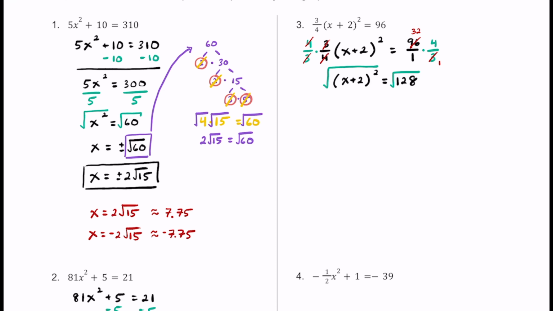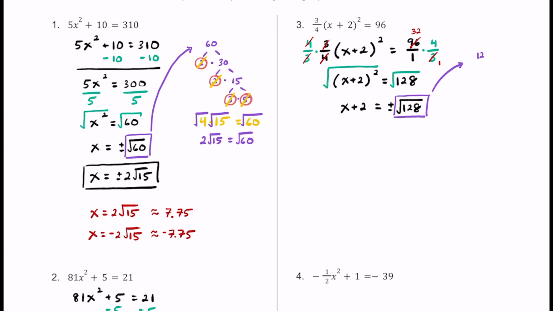Now at this point, we can see that whatever is being squared is isolated, so it's time to take the square root of both sides of this equation. The square root of x plus 2 squared is just going to leave us with x plus 2 on the left side, and on the right side we have plus or minus the square root of 128. Now, this 128, I believe, has some perfect squares hidden inside of it, so we need to try to get those out. So let's take a look at this 128 on the side.